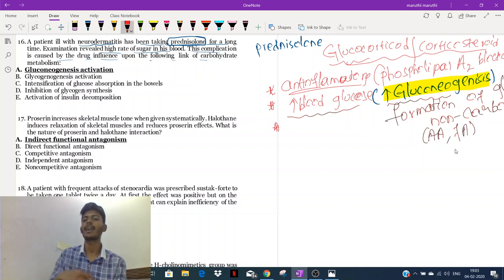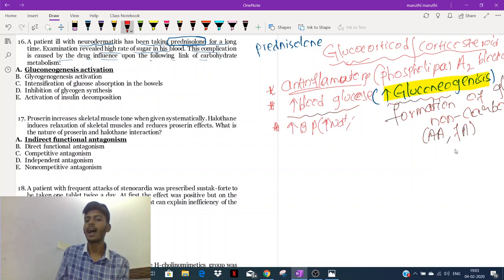Apart from this, a few more short points. Let's remember and revise glucocorticoids once and for all. They will also increase the blood pressure by increasing sodium and water retention. They also do one more thing. What is that? They are immunosuppressive, so they suppress our immune system.